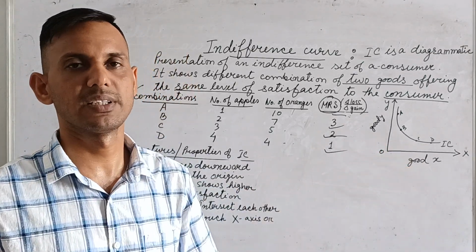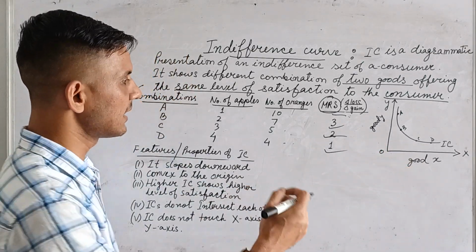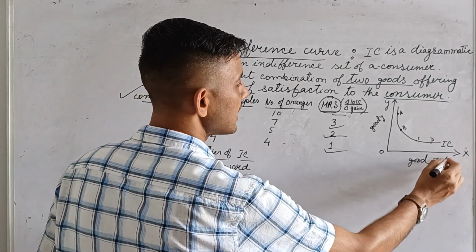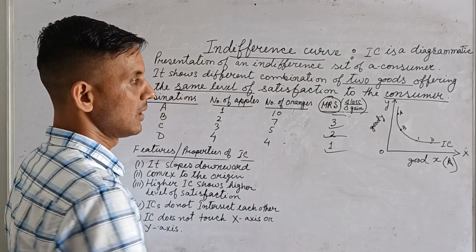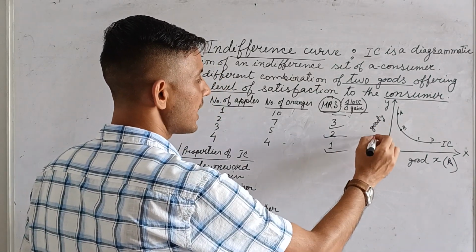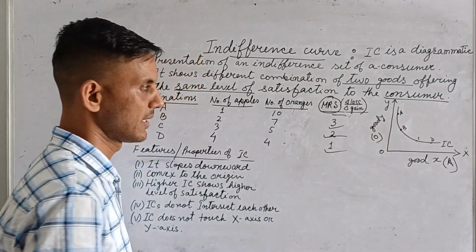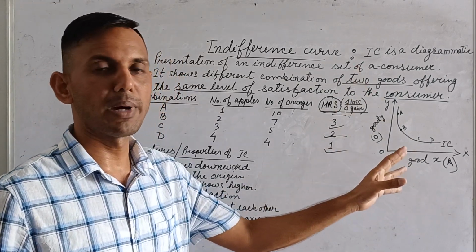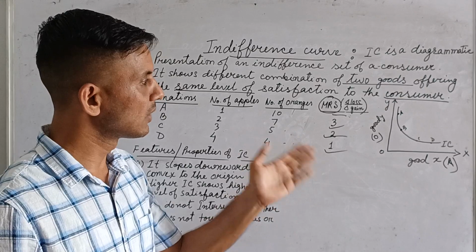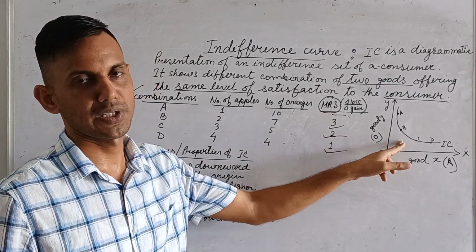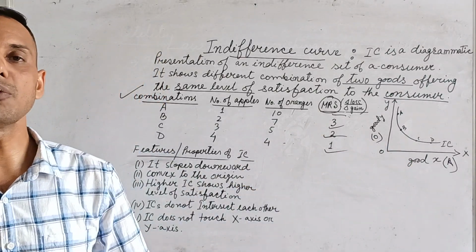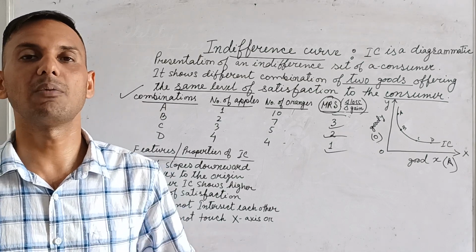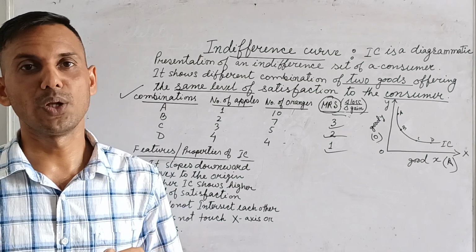So you practice these things. Suppose I have written here good x. Good x means, suppose here, apple. Good y means, suppose here, orange. After that write down the numbers, then join them, and you will get a curve. This is called the indifference curve. So what is an indifference curve? A combination of two goods that can give an equal level of satisfaction to the consumer.